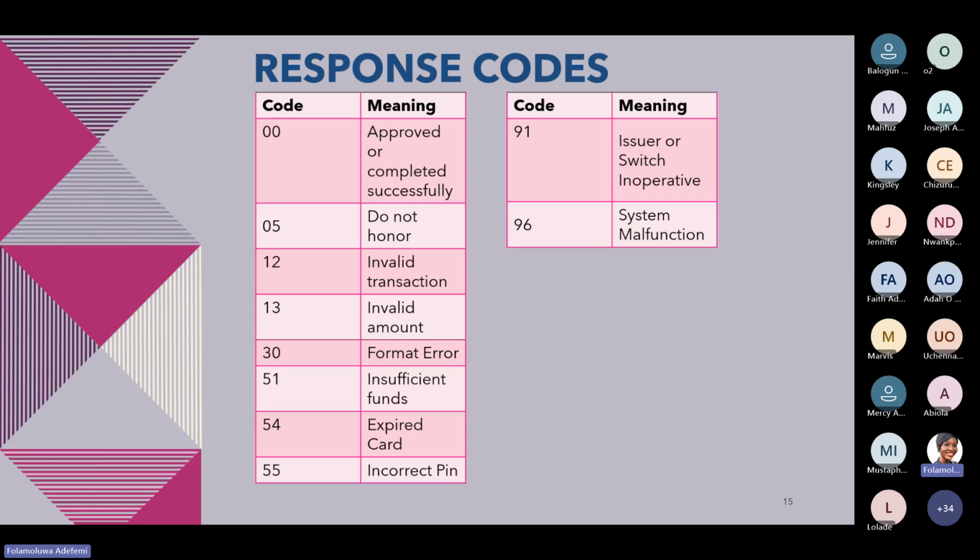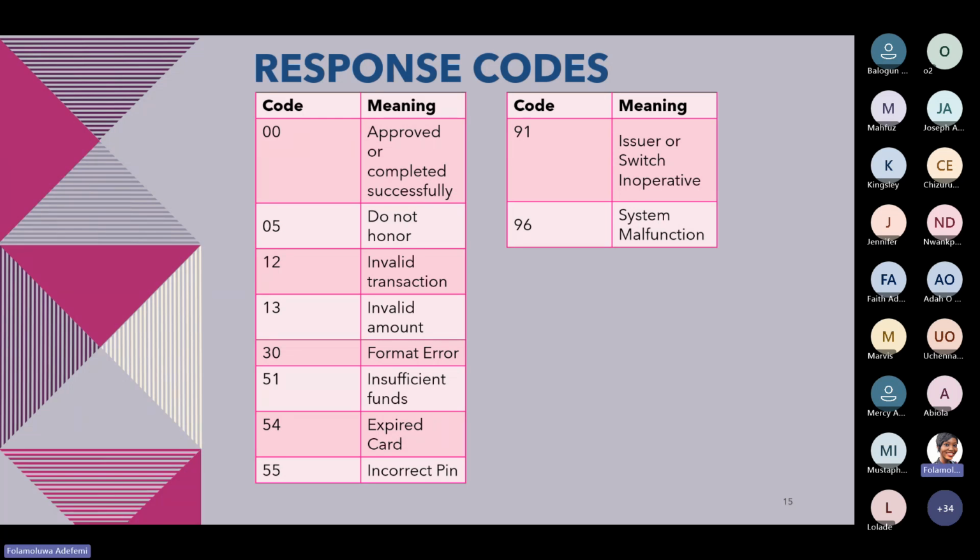But yeah, so 51 is you don't have enough money in your account. Kindly walk out the door. 54 is expired cards, meaning your card has expired. 55 is incorrect PIN. This is the one where you put it, get it once, get it twice, and the merchant starts to look at you like, yo, where did you get that card from? So it's just saying your PIN is not correct. Go and return the card to the owner.